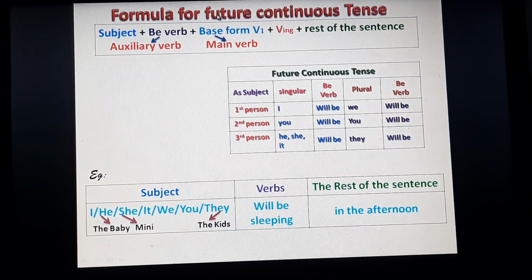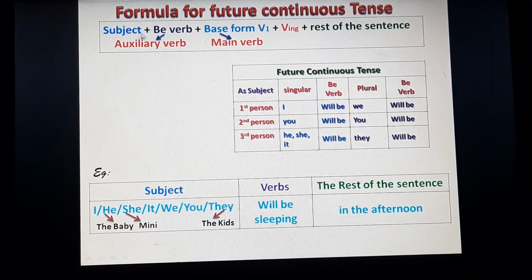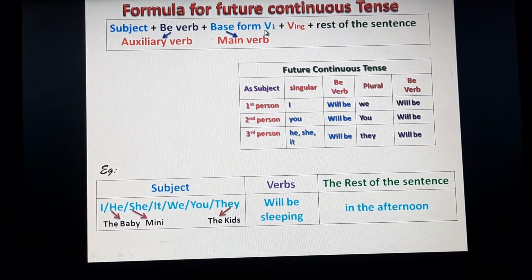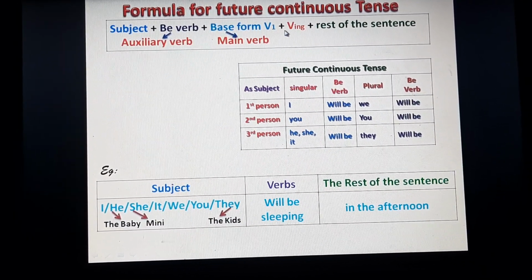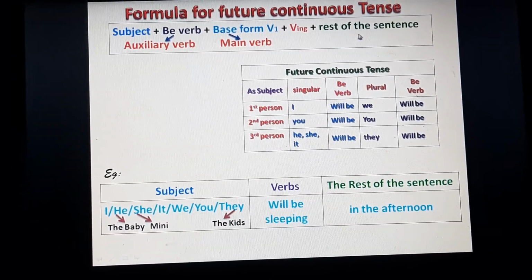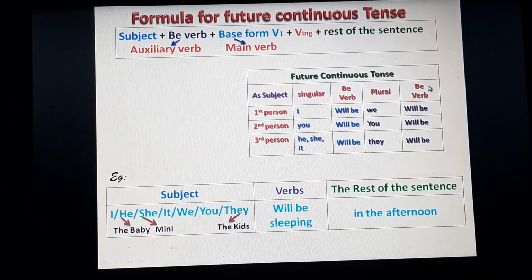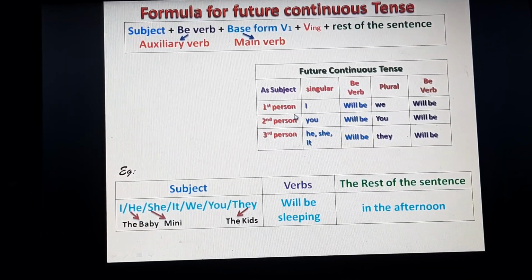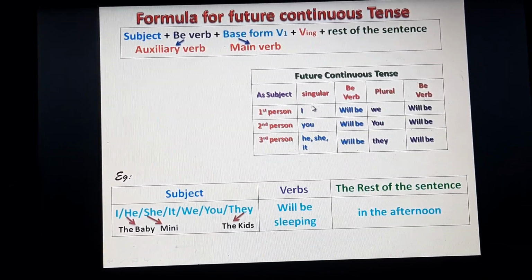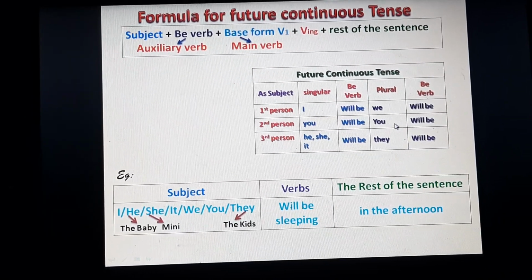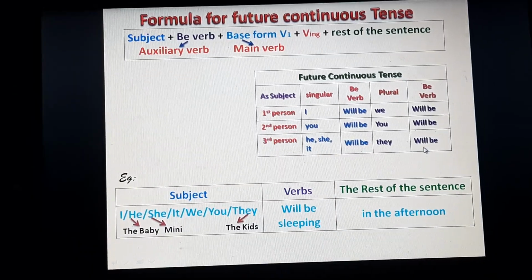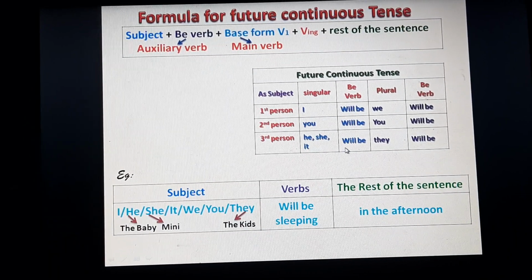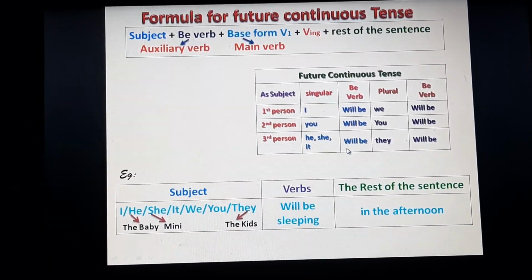Now, let's look at the formula for future continuous tense. Subject plus be verb, that is your be auxiliary verb, plus base form V1, that is your present tense form, which will be your main verb, plus V-ing, that is the continuous form, plus the rest of the sentence. Now I have the chart for you for the continuous tense be verb, which will be for all persons, whether it is first person singular or plural, second person singular or plural, third person singular or plural. Your be verb will be "will be". So there need not be any difficulty to form your auxiliary verb for the future continuous tense.